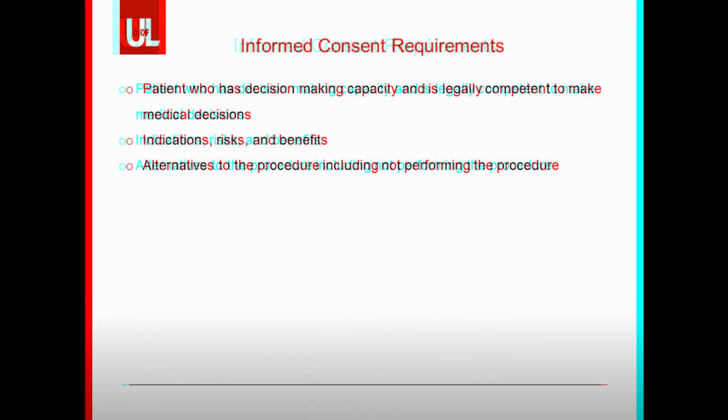To obtain informed consent from a patient, they must be legally competent to make the decision and must have capacity to make that decision as judged by a physician or other practitioner. To be able to consent the patient, we must explain the specific procedure that's about to be performed in patient-friendly language, the indications for the procedure, the risks and benefits of the procedure, as well as the likelihood of each of these risks or benefits based on the clinical evidence that is available.